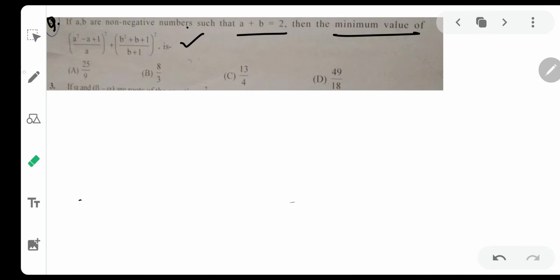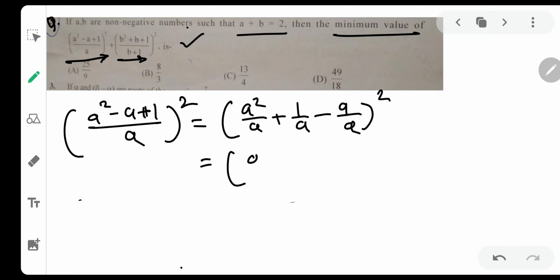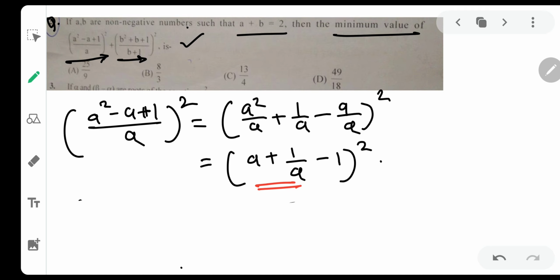Moving ahead, we need to make this into the kind of AM-GM property. How to do that? Let me first concentrate on the first bracket itself, then we will concentrate on the second bracket. So this is something like (A square minus A plus 1 upon A) the whole square. Just have a look at what I am doing. A square plus 1 upon A minus A upon A, the whole square. If you observe carefully, this is (A plus 1 upon A minus 1) the whole square. Now the red boxed trick: A plus 1 upon A is very well in the form of AM-GM. So one task is done. Now we need to move to the next task.